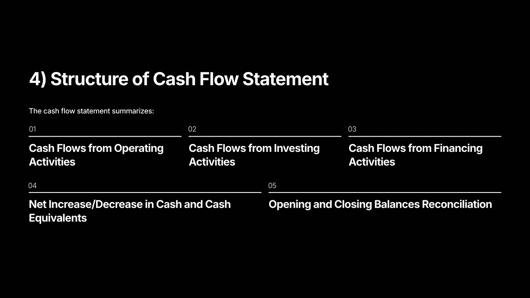Structure of cash flow statement. The statement is structured like this: 1. Cash flows from operating activities. 2. Cash flows from investing activities. 3. Cash flows from financing activities. 4. Net increase or decrease in cash and cash equivalents. 5. Reconcile opening and closing cash balances. This order helps users trace how day-to-day operations and strategic moves affected cash.